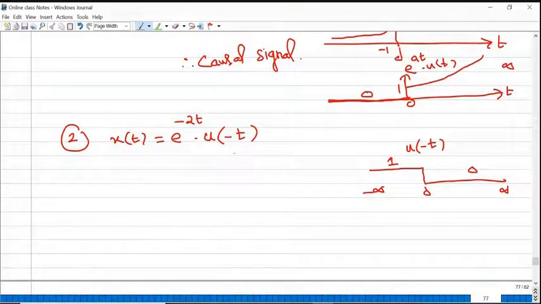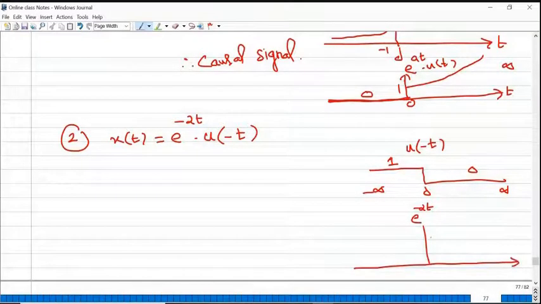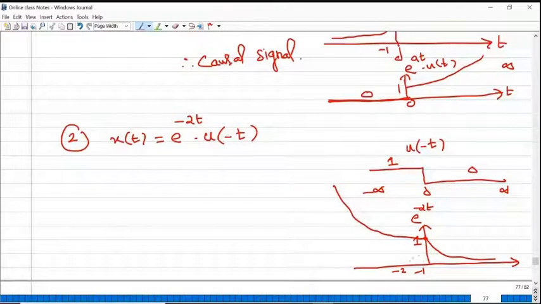If this signal is multiplied with the e power minus 2t function, definitely you will get the information. Let's sketch e power minus 2t signal. At t equal to 0, magnitude 1, e power 0. If you substitute t as 1, 2, 3, and so on, then you will get a decreasing exponential. If you substitute minus 1, minus 2, minus 3, e power minus 2 multiplied with minus 1, so e power 2 and e power 4 like this. For negative values of t, it is an increasing exponential.